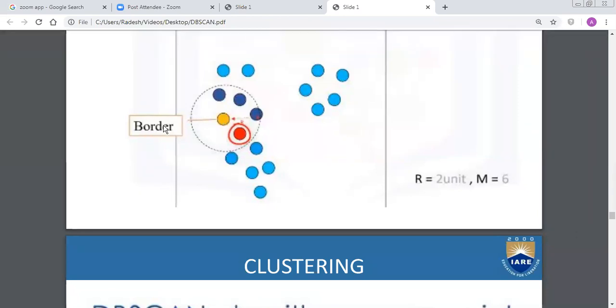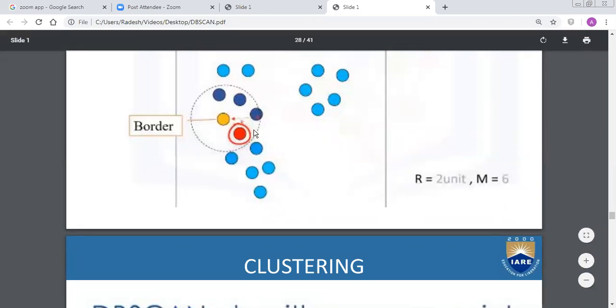It is not simply that I have written border point here. I have drawn a radius for this and encircled it, and I am calculating whether the criterion of M equal to 6 is matching or not. As it is failing, because including this particular point we have only 5 points in this circle, this becomes the border point.